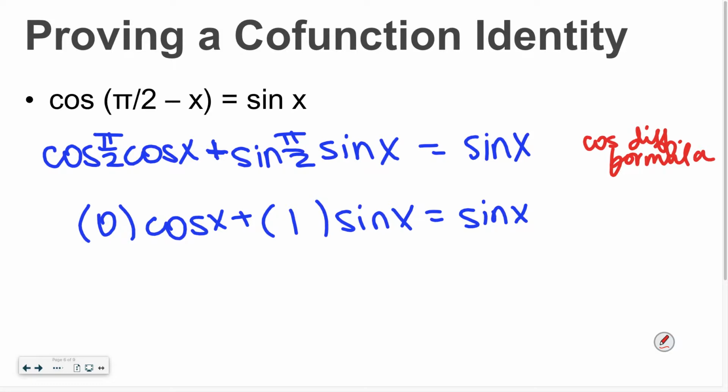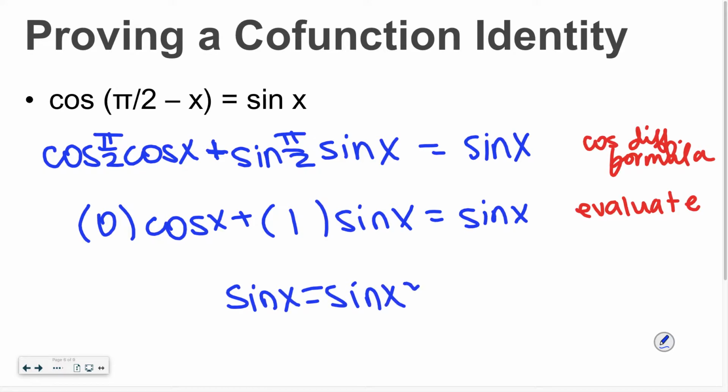I'm just going to put my reason as evaluate because I know that the cosine of pi over 2 is 0. How many more steps do we have? 1. Cosine times 0 is? 0. Plus 1 times sine of x. My left and right side equal. I'm just going to write simplify as that last reason.